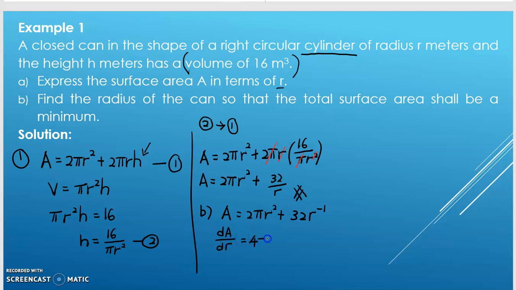Here is 4 pi r. Here, you bring the index to the front, -1, and then reduce by 1. So from here I should have -32 r to the power of -2. Or I can write it in the form of 4 pi r minus 32 over r squared. In our next step, I will let dA over dr equal to 0.